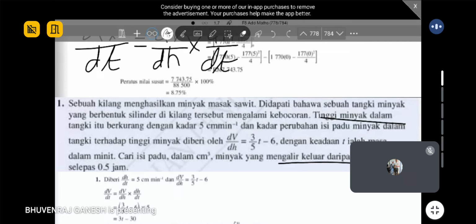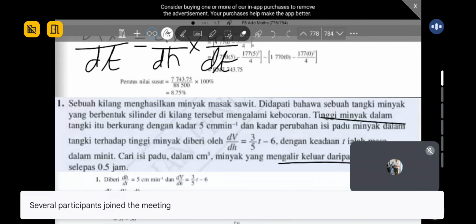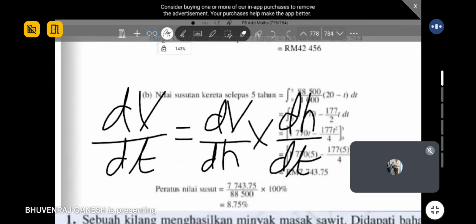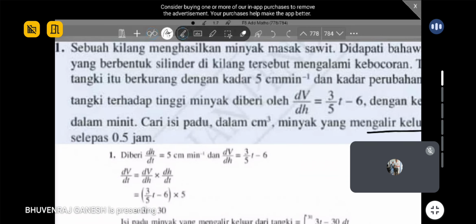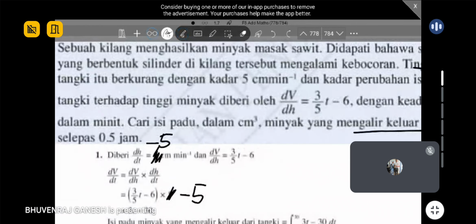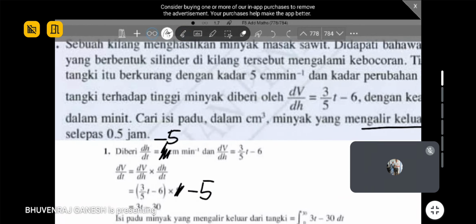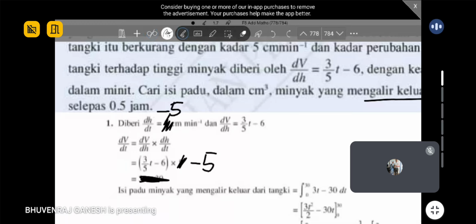Wait, let me see this one. I think the textbook got a mistake lah over here because they say decrease. Okay guys, over here kena tambah negatif. Okay, I rasa mereka silap sikit. Okay, because berkurang, so sepatutnya negatif 5. This one is negatif 5. So you will get finally, wait, you should get negative 3t plus 30. Okay guys, make sure to add the negative sign. Kalau tak tambah simbol negatif salah. Okay, because they say decrease.